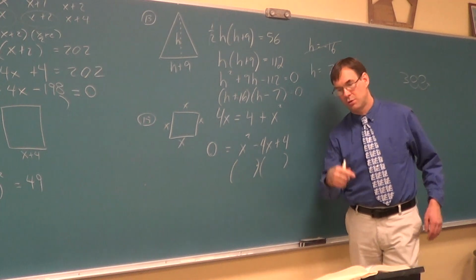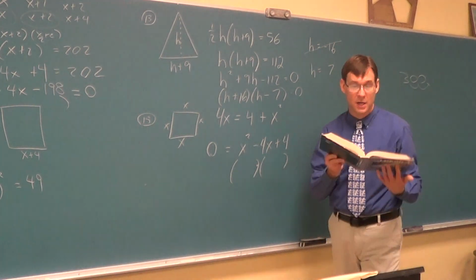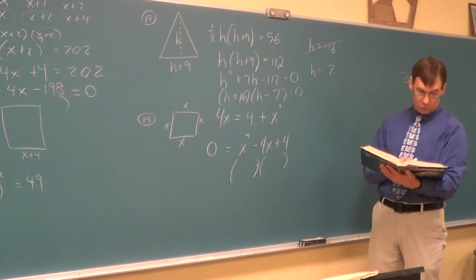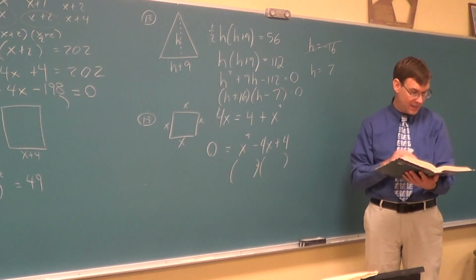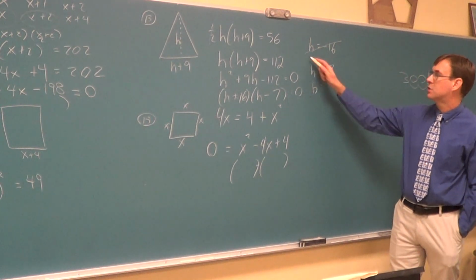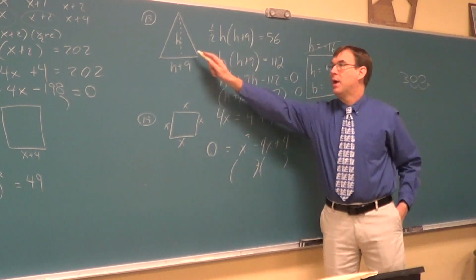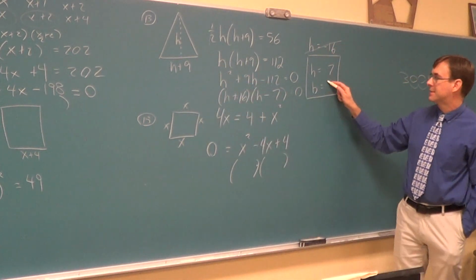Then word problems, you always have to look and make sure you answer what they ask. If they asked you for the height, we're done. For this one on 13, they said find the height and the base. So we need a base answer as well, but we're close. The height is 7. The base was 9 more than 7, that's 16.